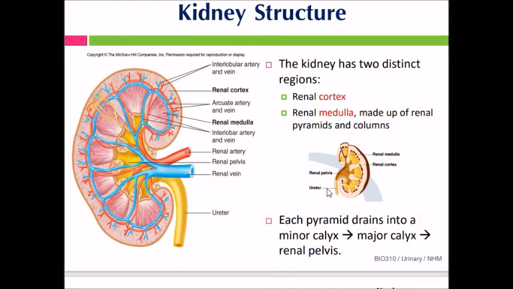As I mentioned earlier, the kidney has two important regions. The outer part is known as the renal cortex. The inner part is the renal medulla, in which the renal medulla is made up of two parts, which are the renal pyramids and also the renal columns. As you can see over here, this one is known as a renal column. Meanwhile, the region between these two renal columns we call a renal pyramid.